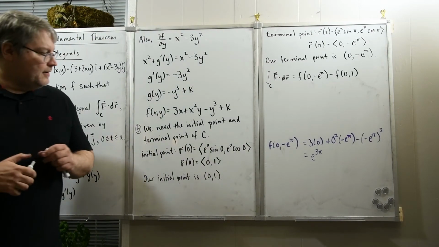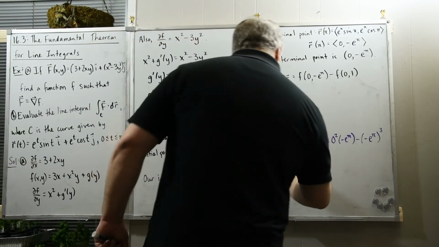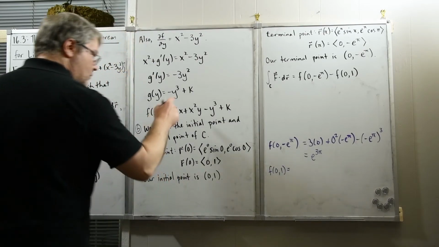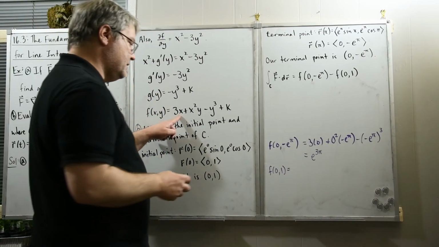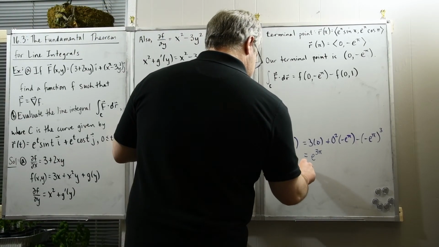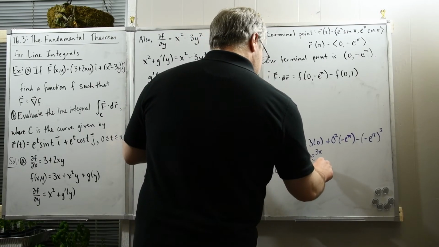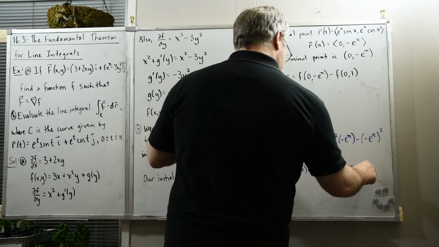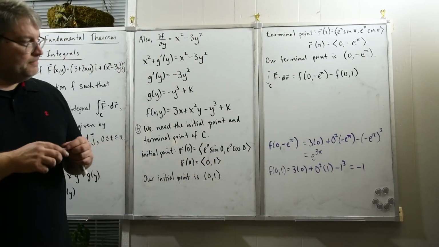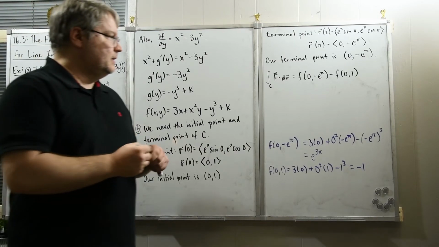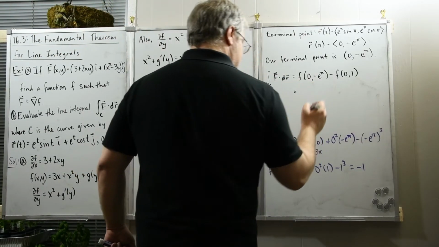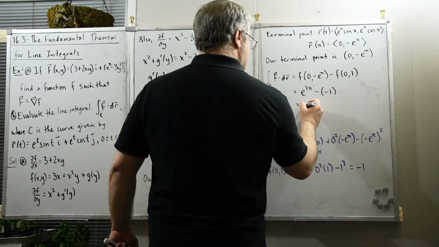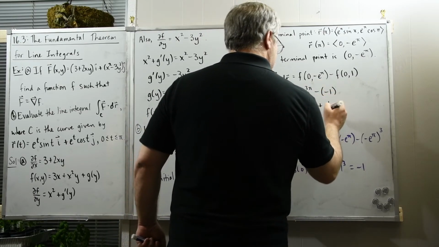And then if you take a look at f of (0, 1), once again, x is 0, but y is 1 in this case, so you'll have a 3 times 0 plus 0 squared times 1 minus a 1 cubed, and that's just going to give us -1. So it turns out that this integral is e to the 3 pi minus a -1, or e to the 3 pi plus 1.